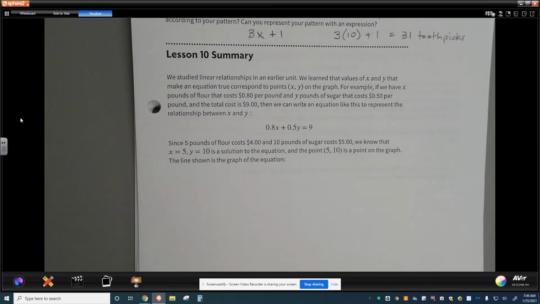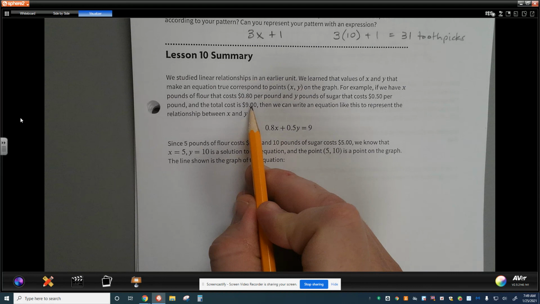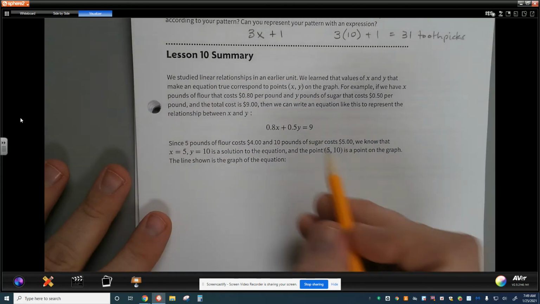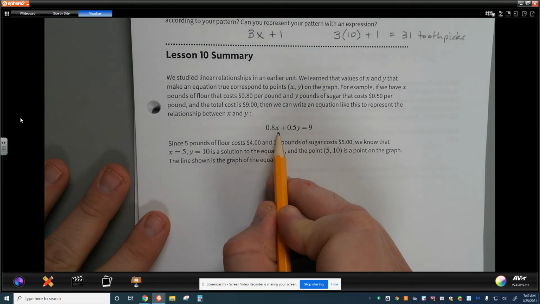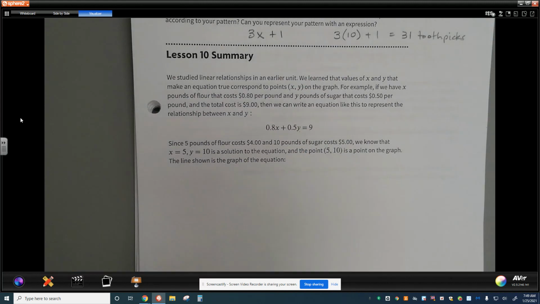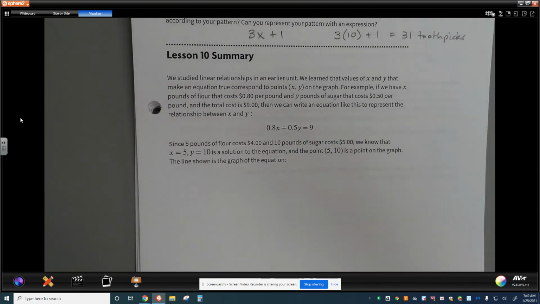And then we see that as an example right here. If we have x pounds of flour at 80 cents a pound, and sugar at 50 cents a pound, and we're looking at a total of $9 that we can spend, then we can write out the equation to figure out how many pounds of each one we got. So we talk about 80 cents for a pound of flour, 50 cents for a pound of sugar, and then we can just break these down. We can make a table, which is probably one of the easiest ways to do this, or we can graph the line and then we can see all the points like we did in the coins.